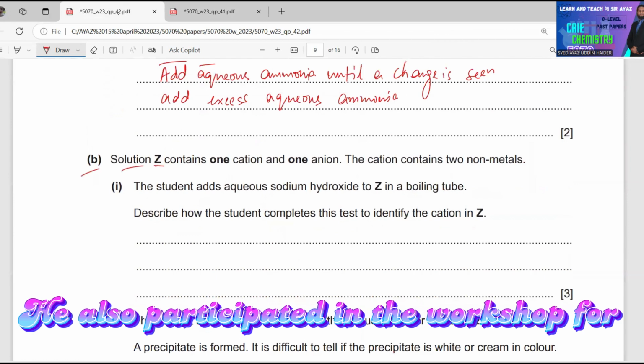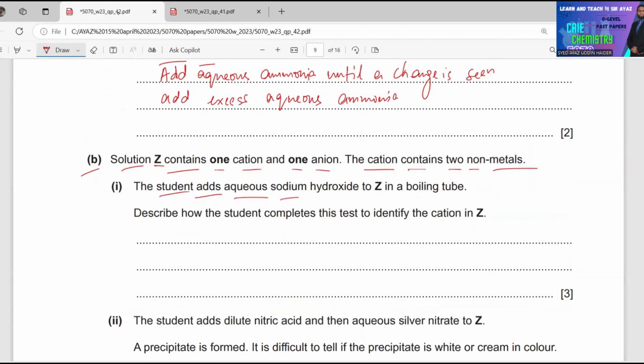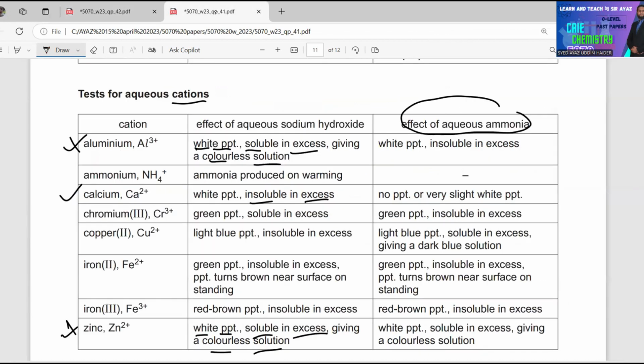B, solution Z contains one cation and one anion. The cation contains 2 non-metals. The student adds aqueous sodium hydroxide to Z in a boiling tube. Describe how the student completes this test to identify the cation in Z. Now they are saying 2 non-metals in this cation. So if you look at the list of the cations, it's only the ammonium ion that contains 2 non-metals. We have nitrogen and hydrogen.